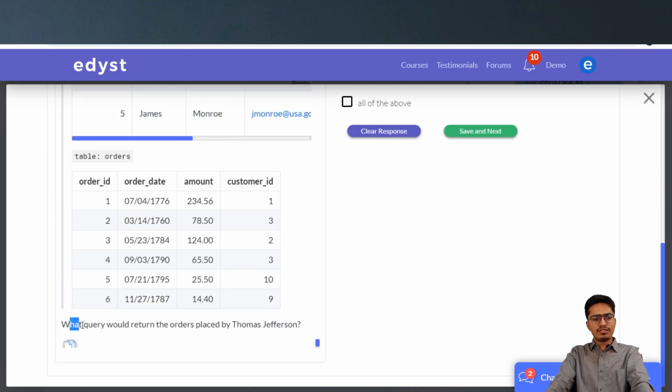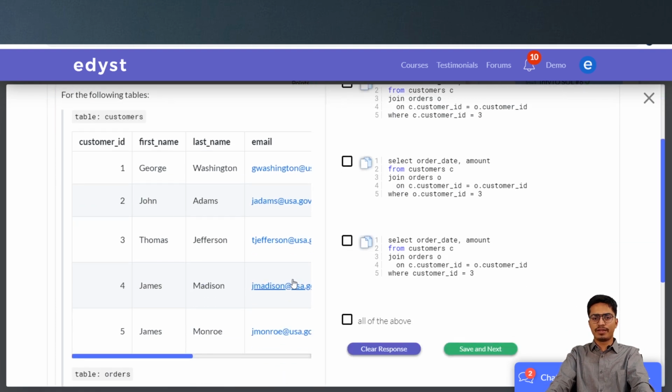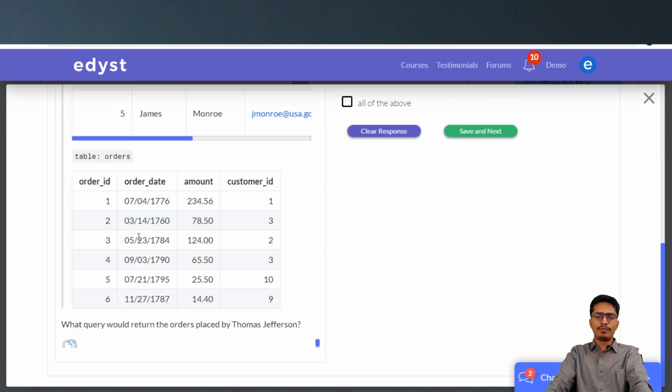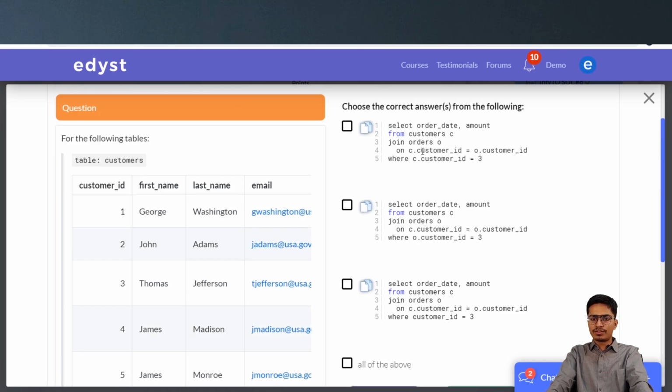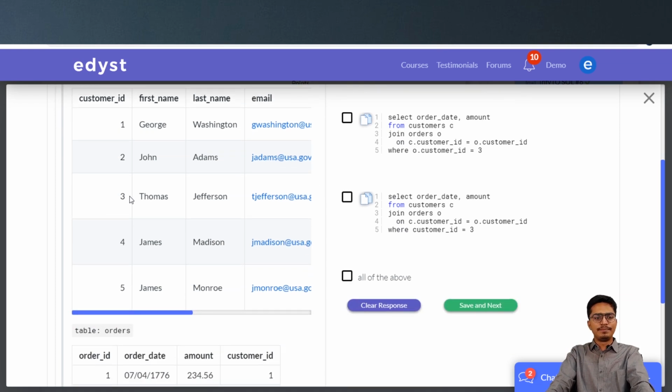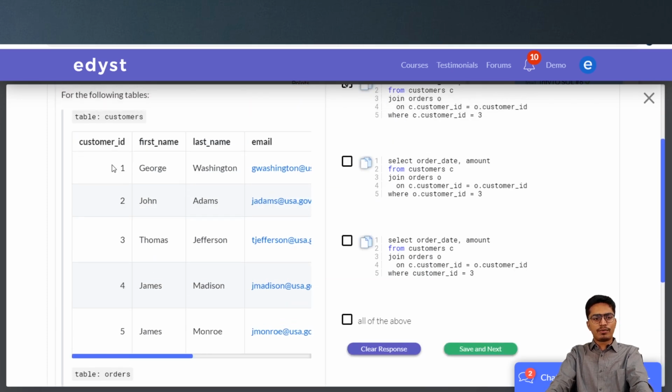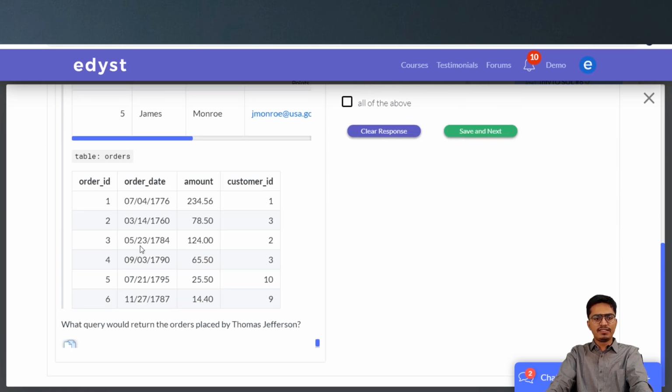So this question says, what query would return the orders placed by Thomas Jefferson? Thomas Jefferson is my customer ID number 3. So let's see what they're trying to do. They're saying order date comma amount from customer C, join orders O. So customers are going to join with orders. Based on what? Customer ID has to be equal to customer ID, and customer ID is going to be equal to 3. So if this table joins with this table, basically what this means is all the rows that match here with rows that match here are going to come in the final output.